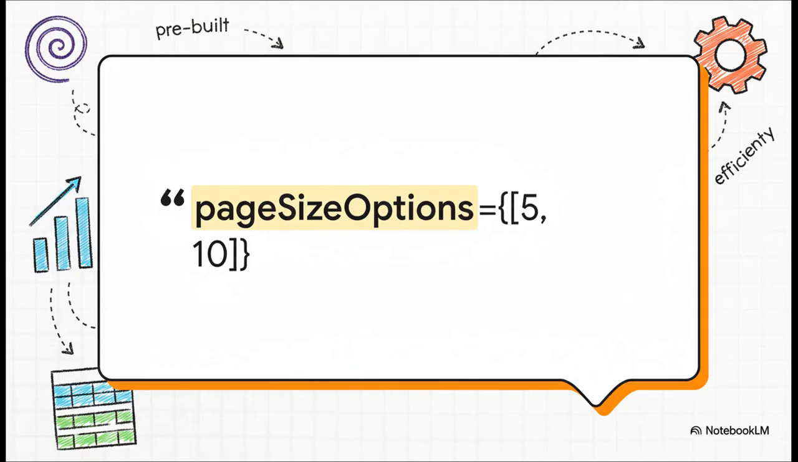All we have to do is pass in this page size options prop with an array. Just like that, the component renders the entire pagination UI, letting the user pick if they want to see 5 or 10 items per page, and of course, letting them navigate. No messy state management required on our end at all.